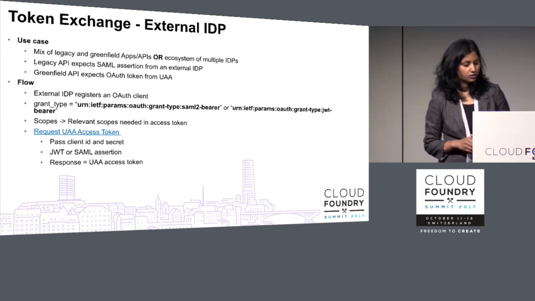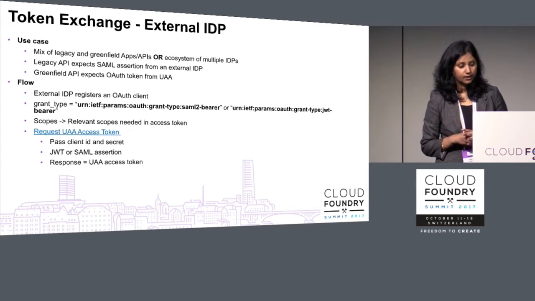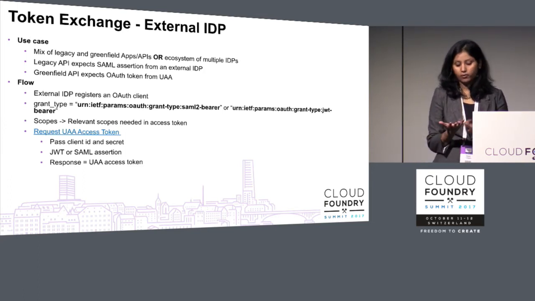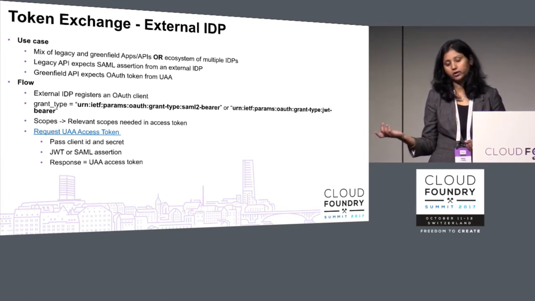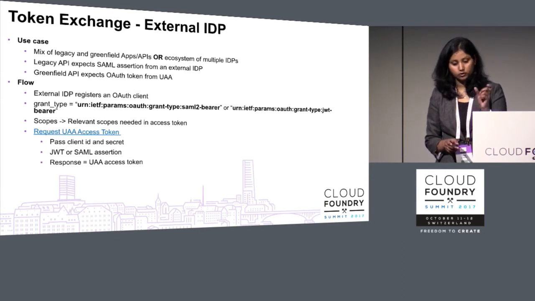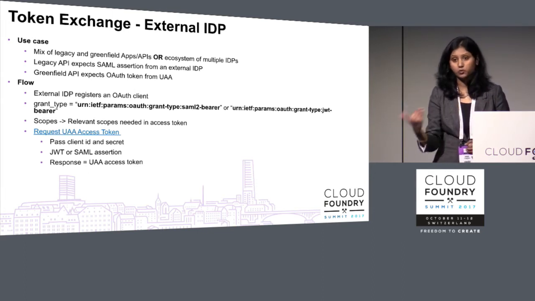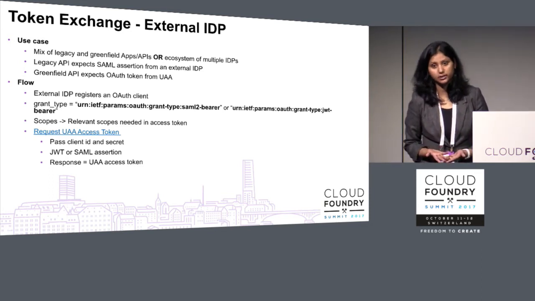Token exchange is one more important feature that we recently added. As the name suggests, token exchange is basically exchanging one kind of token for another kind. But what are these different kinds of tokens? One is SAML. So if you have a SAML assertion and you want it exchanged for an OAuth access token, that's something that token exchange allows you to do. But token exchange also allows you to exchange a JWT for another JWT from UAA. So all well and good, you can do token exchange, but what is the use case that is being solved?